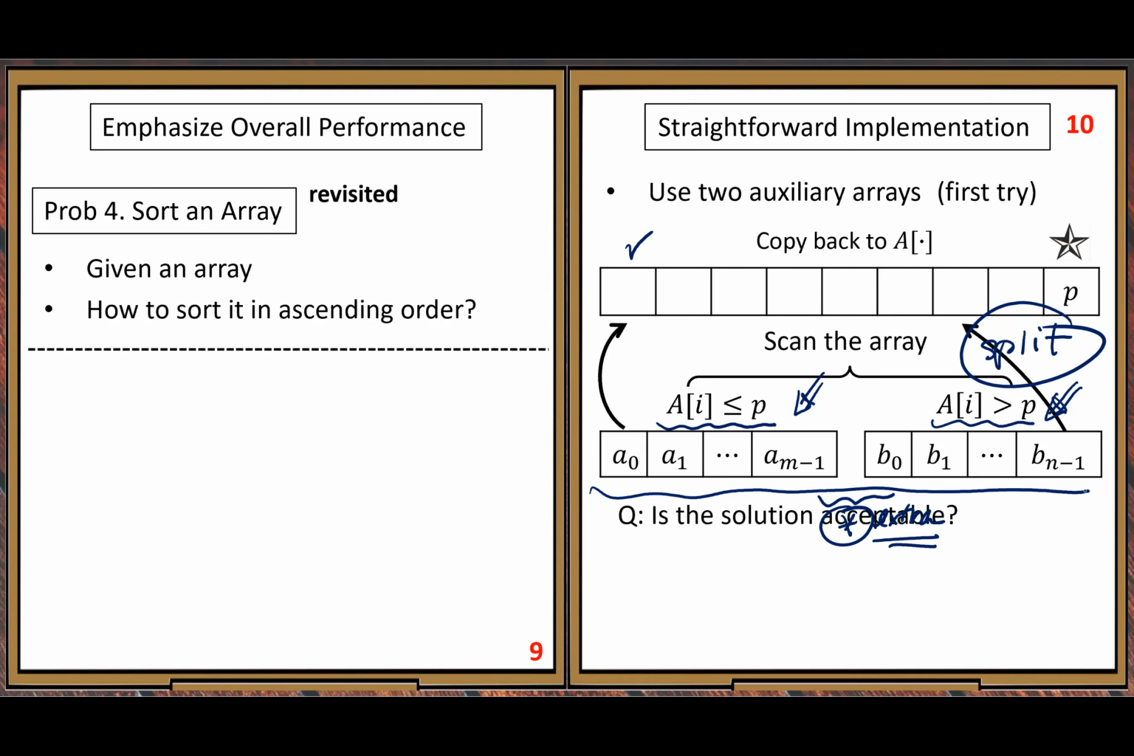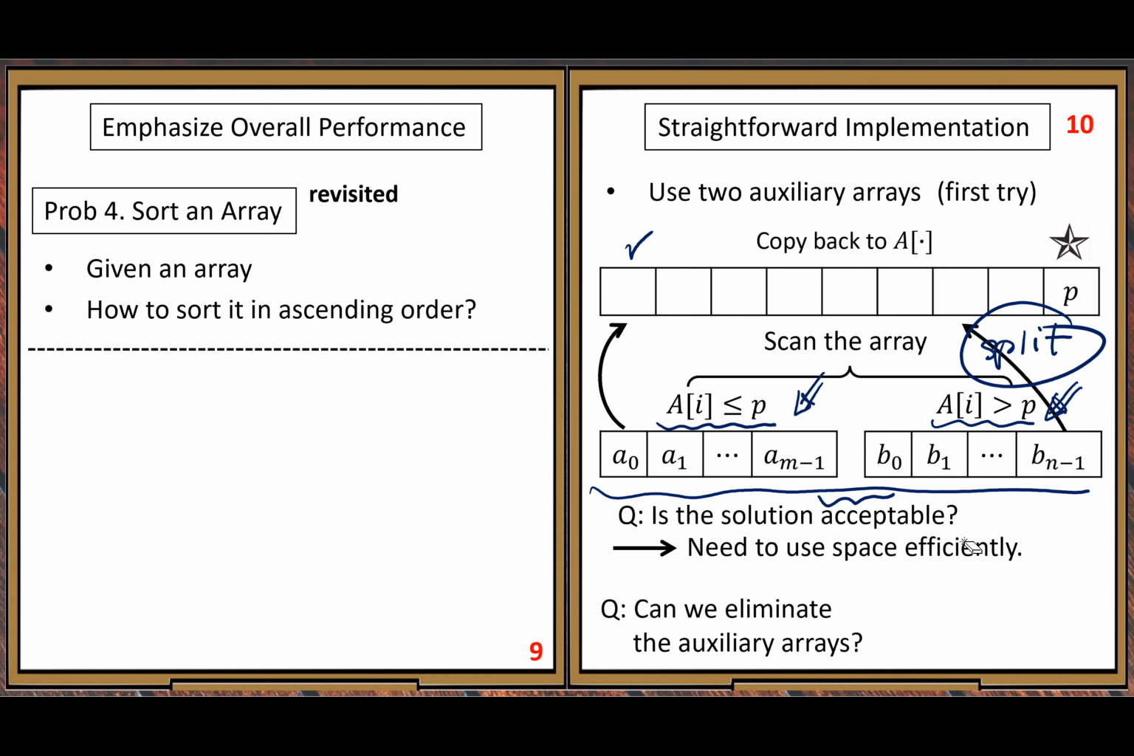The next question: is this acceptable? After my long analysis, we know it's not acceptable, right? So we need to reduce the amount of space used. The question is how to reduce, how to eliminate those auxiliary arrays. Let me talk about that part next time. Then we will complete the partitioning.